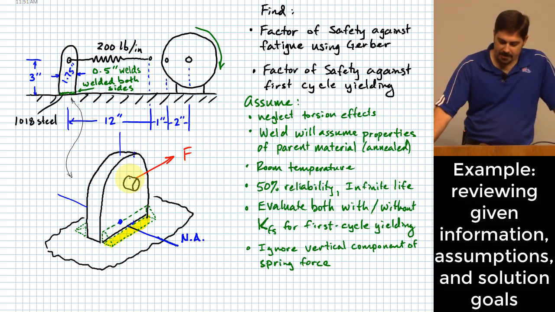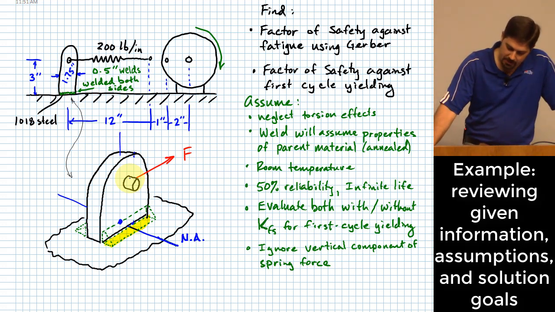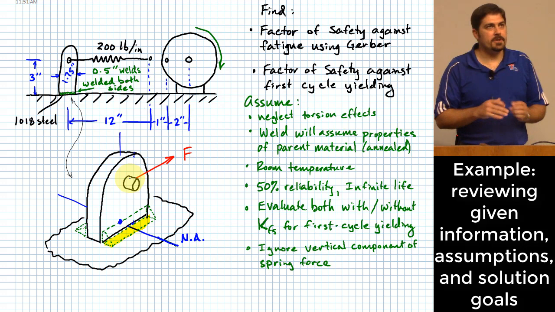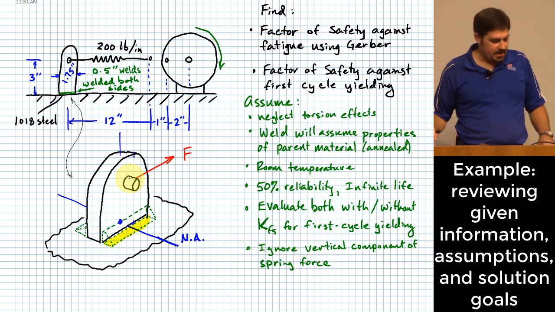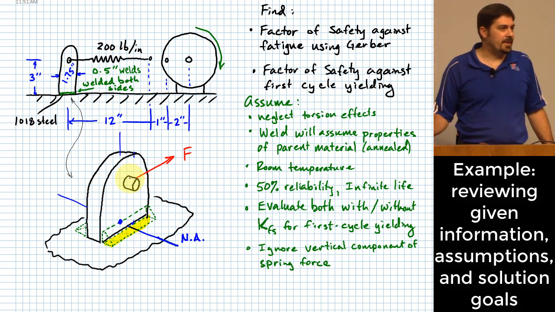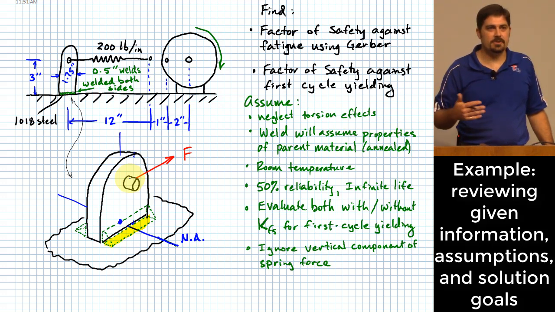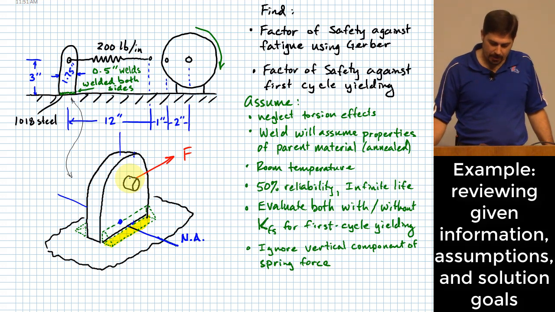Okay, other assumptions that we'll have here, I already mentioned the weld will assume properties of the parent material, and then I put in parentheses there, let's assume that it's like an annealed material, all right? Or another way to do this is talking about like a hot rolled material. In either of those cases, those are two states of material that tend to be close to no added strength due to things like heat treatment or cold working. So we're going to assume that.